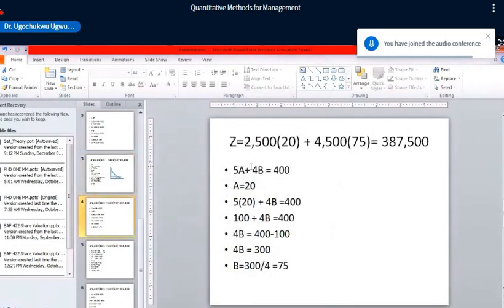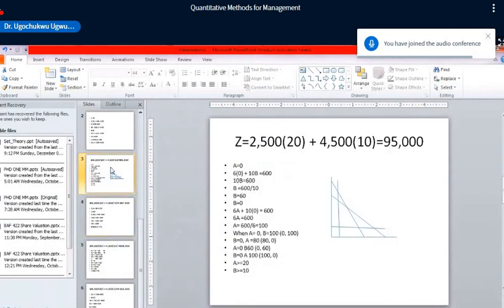What does this mean? This simply means that at this point, we are going to produce 75 units of B and 20 units of A. That is what it simply means. Produce 75 units of B and 20 units of A. With these two combinations, we are going to get the maximum profit.